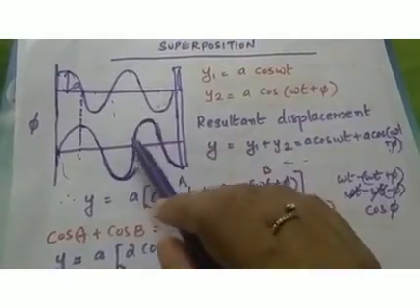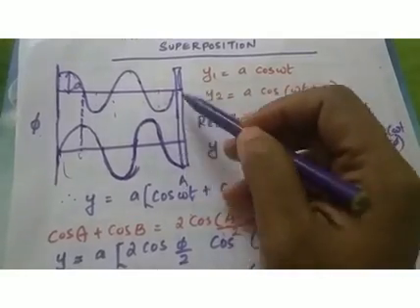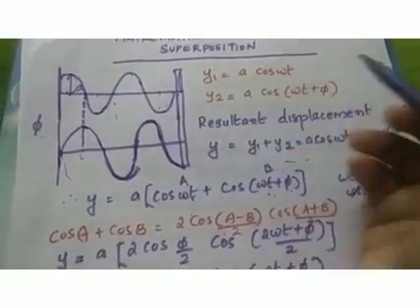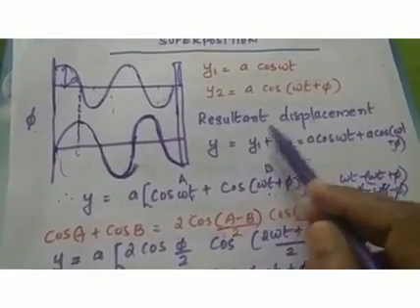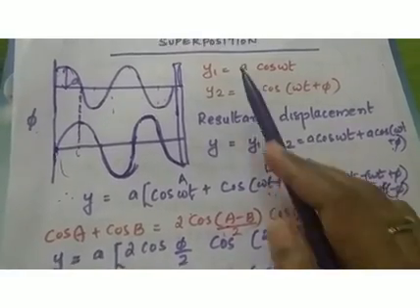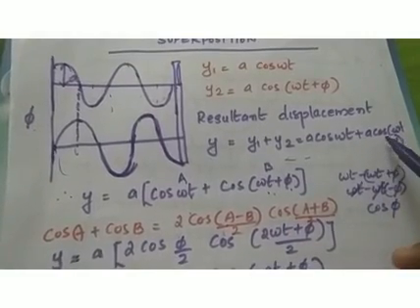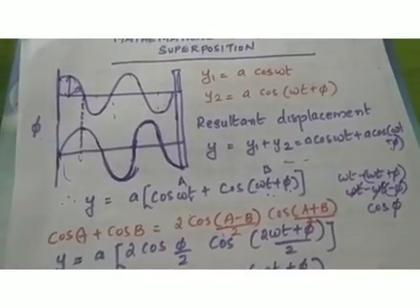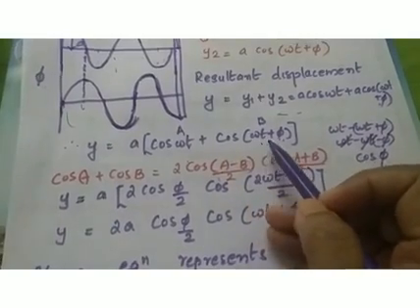Now, both the waves reach the screen simultaneously, so they will superimpose each other. As per the superposition principle, the resultant displacement y is given by y1 plus y2. Substituting y1 and y2, you will get a cos omega t plus a cos(omega t plus phi). A is a common factor here, so take it outside. So y is equal to a into [cos omega t plus cos(omega t plus phi)].